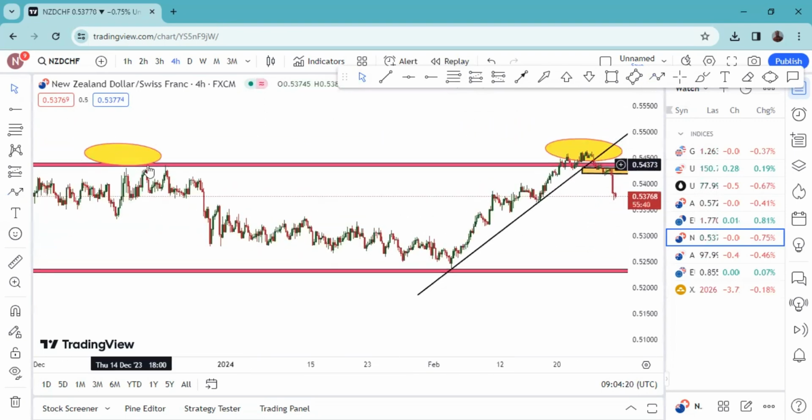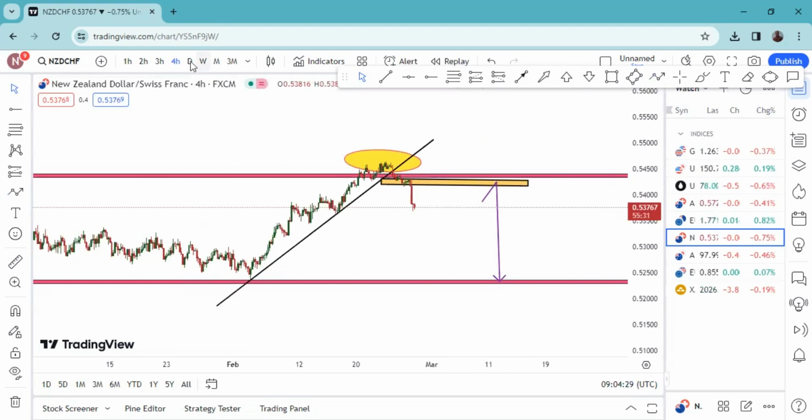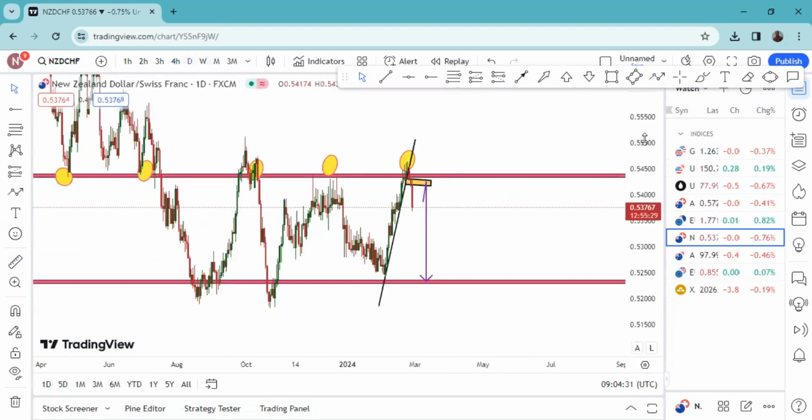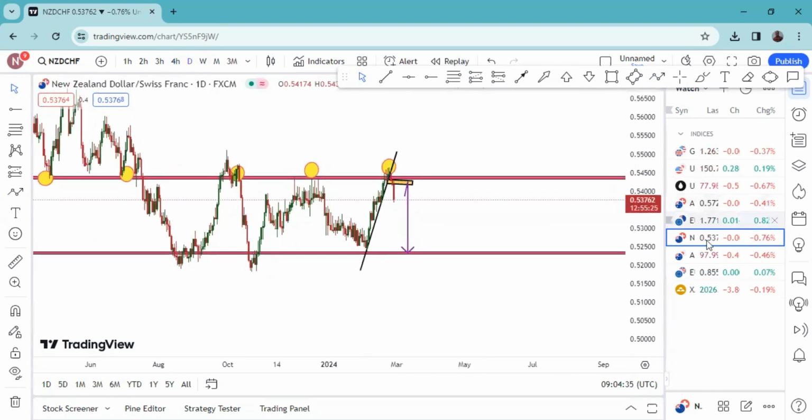If you can see very clearly, this is a zone. You can see also here, this is a pattern. So the market broke. I'm waiting for a retest, then I can take that trade. So that was for NZD CHF.